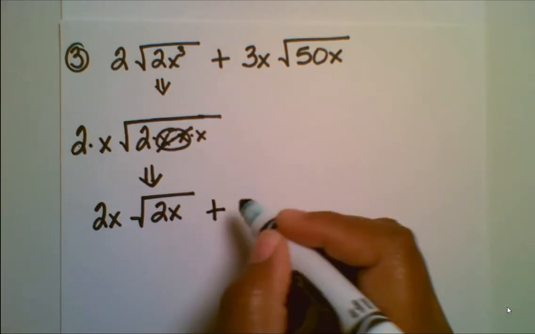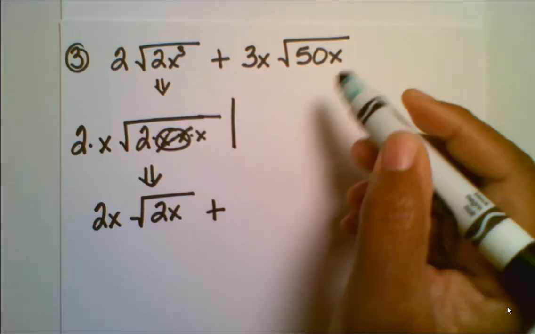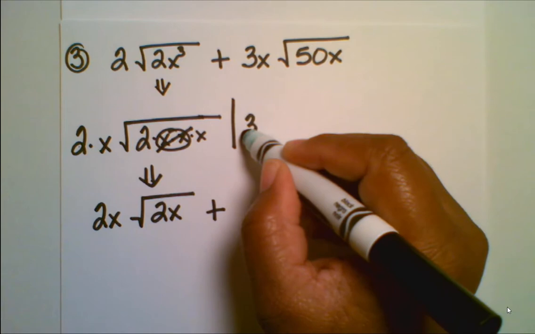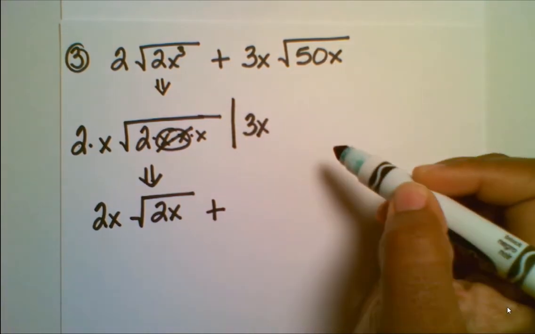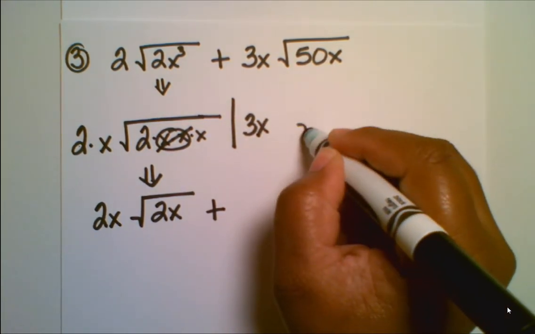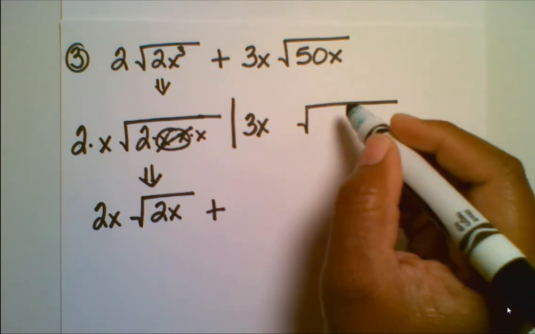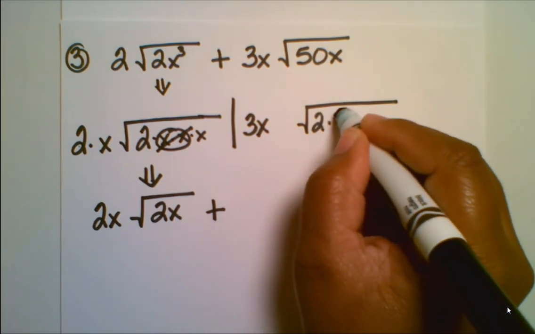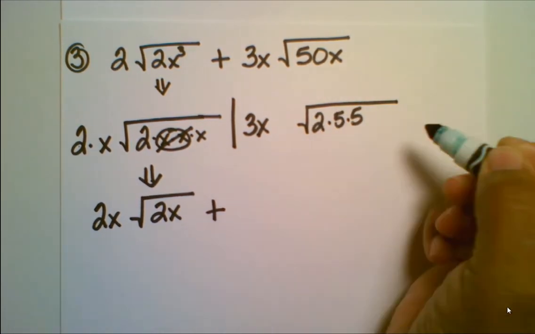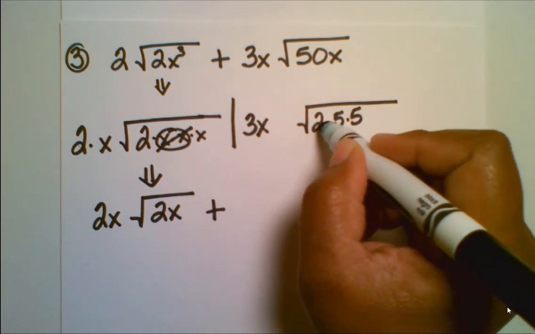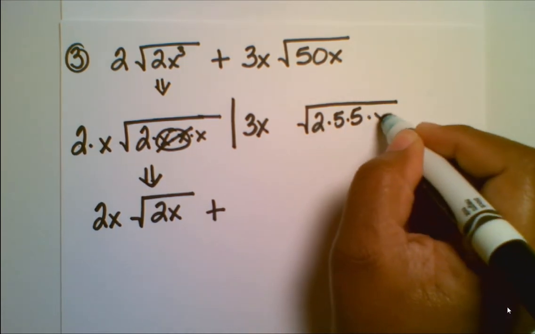Plus, let's look at the next example. You have 3x already there times the square root of 50x. The prime factors for 50, you have here 2, 5, and 5, because 5 times 5 is 25 times 2 is 50, and we have an x.